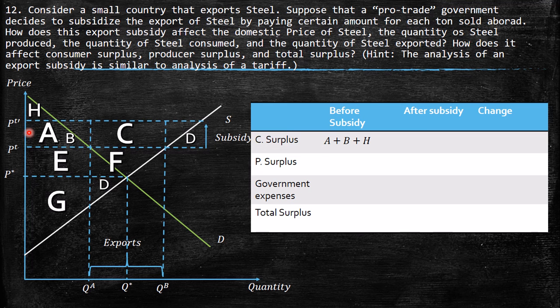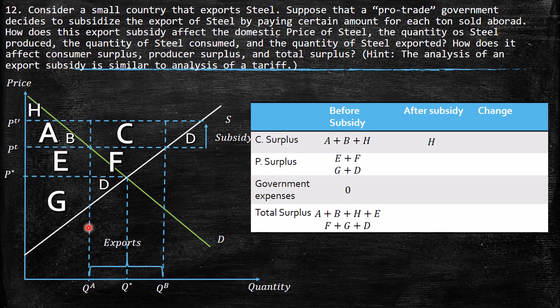So now, before the subsidy, the consumer surplus is going to be A plus B plus H, and the producer surplus is going to be E plus F plus G plus D. This is going to be all the producer surplus, this part. The government expense is going to be 0 because they don't have to pay anything. So the total surplus is going to be this triangle plus this.